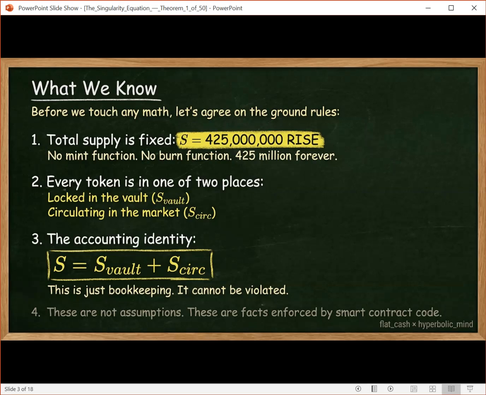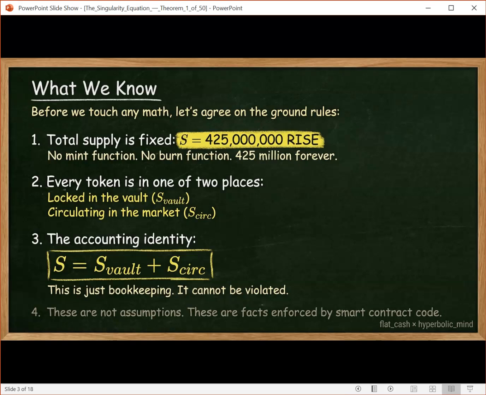So the total supply of tokens that we use in Flatcoin, which represents the equity in the protocol, is fixed. It is fixed to 425 million RISE tokens. And each RISE token basically represents equity in the protocol.